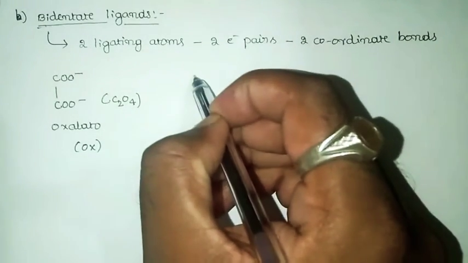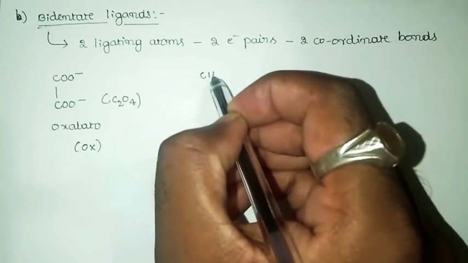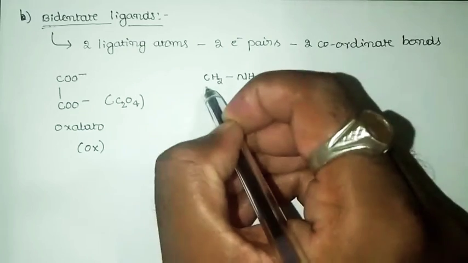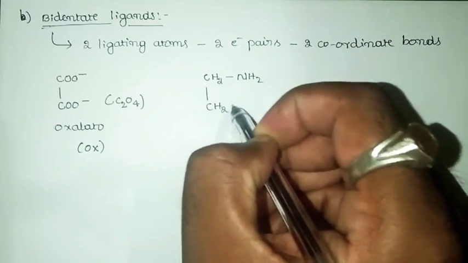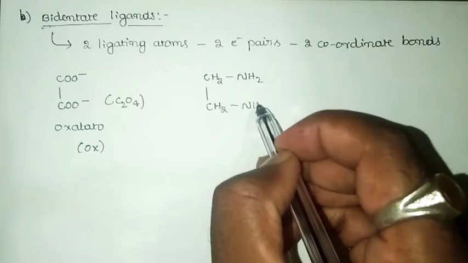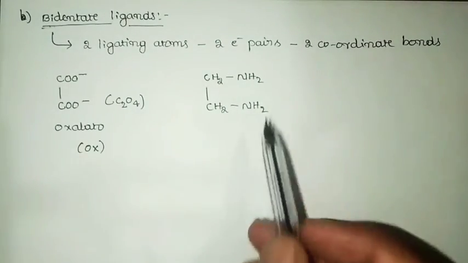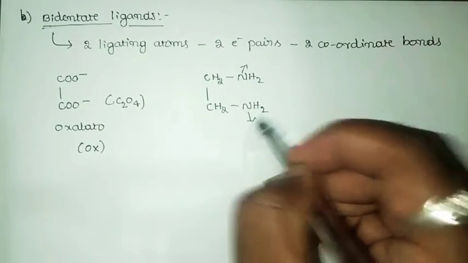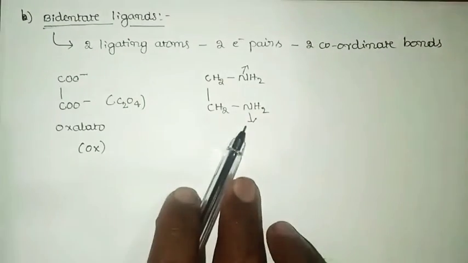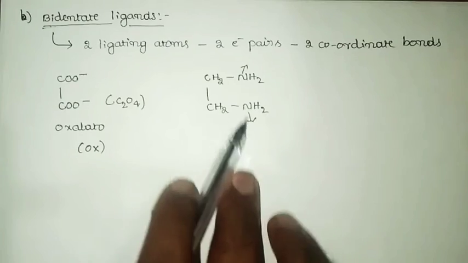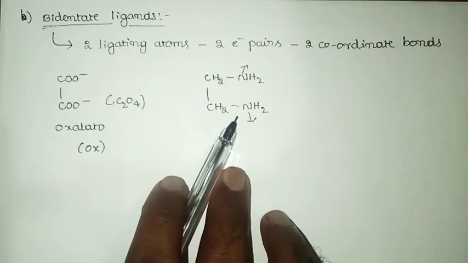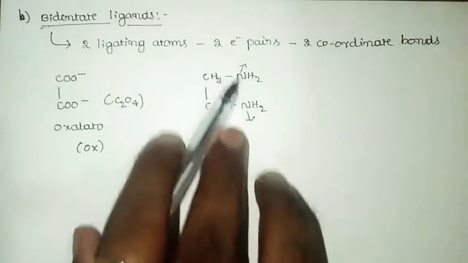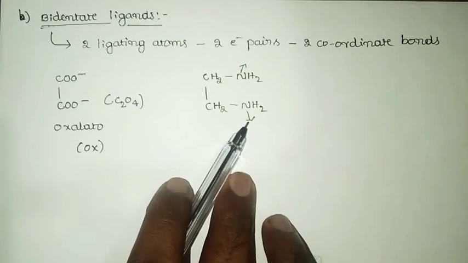And one more example we can give, that is CH2NH2, CH2NH2, and here the ligating atoms are these two nitrogen atoms. These two nitrogen atoms will be carrying lone pairs of electrons, and those two lone pairs can be donated to the central metal ion, so that this ligand can form two coordinate bonds with the central metal ion or atom.